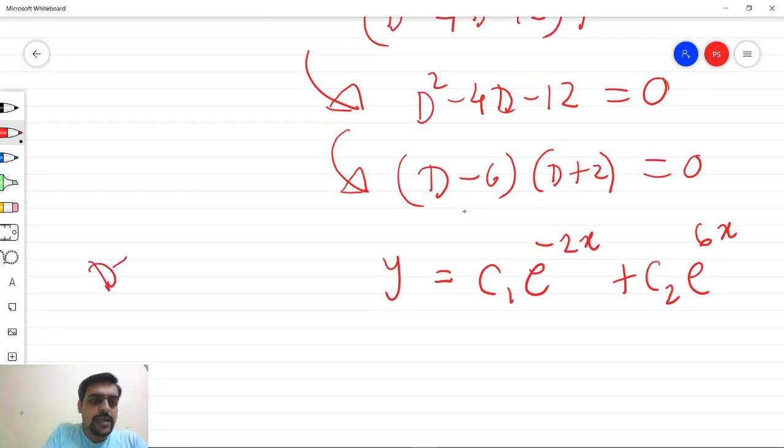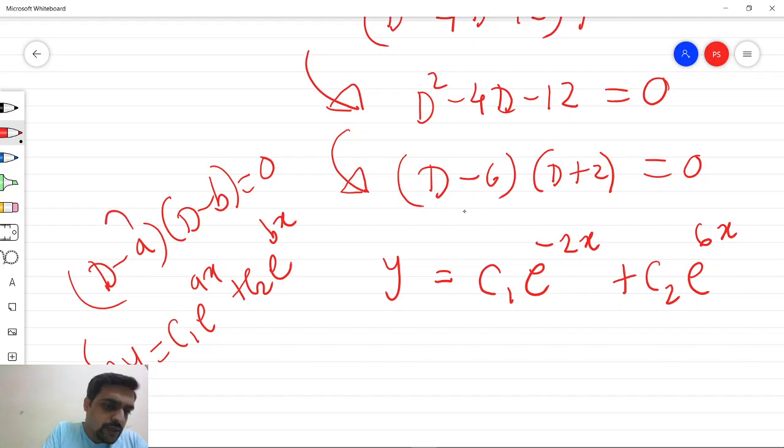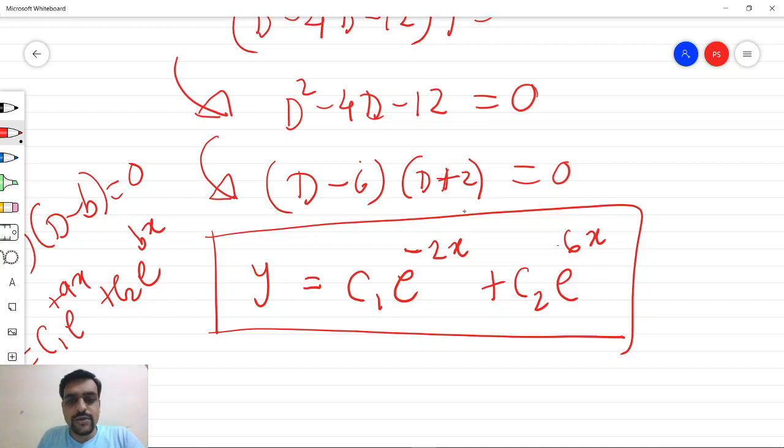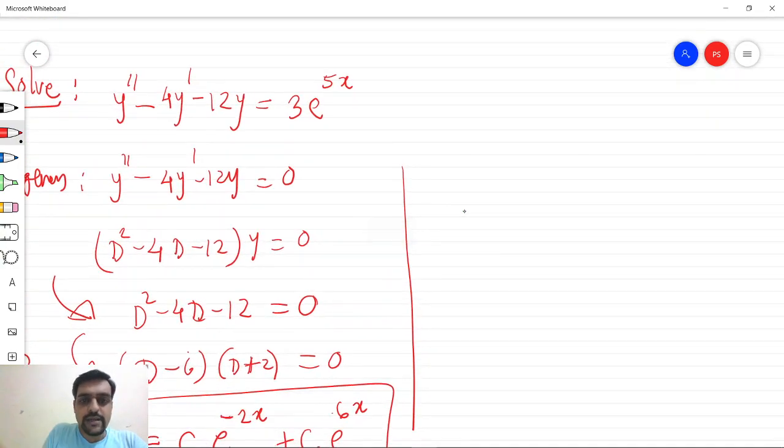Note that d minus a into d minus b is equal to 0 gives solution of this form: c1 e raised to ax plus c2 e raised to bx. So a root will have a minus sign here, then in the solution it will have a plus sign. So the 6 appears as plus 6, but this plus 2 appears as minus 2. This will be the solution of the homogeneous part. So we call it yc, which is the complementary solution. Now we have to find out yp. For that, we have to assume a solution.